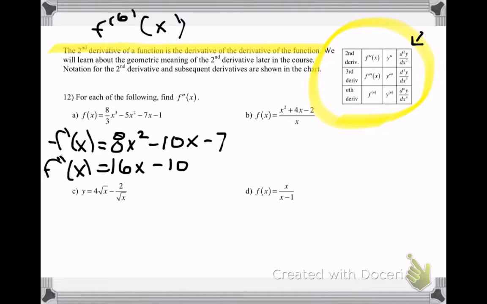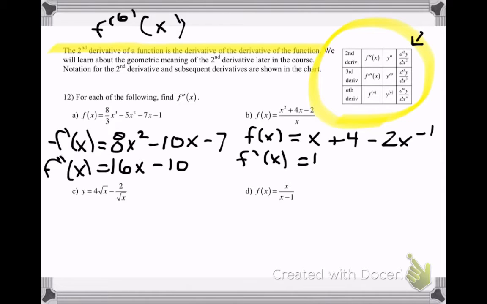Okay? We look at letter B. Okay, I've got a polynomial over a monomial here, so I don't want to waste my time and use the quotient rule. Instead, I want to just simplify. x plus 4 minus 2x to the negative first. Now I will take my power rule and take my first derivative, so the derivative of x is 1, the derivative of 4 is 0. When I do minus 2x to the negative first, negative 1 times negative 2 is 2. Drop a degree, we get x to the minus 2.